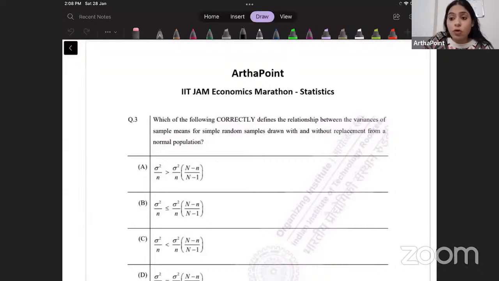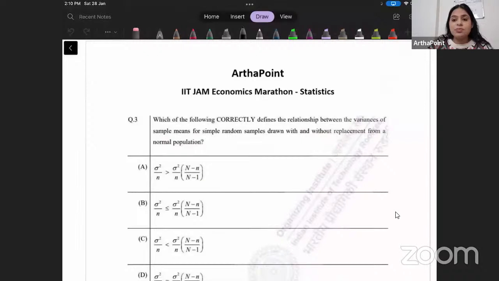So you have to focus on those formulas a lot rather than focusing on very, very difficult questions. Take a hint from your 2021 and 22 paper and see what kind of questions IIT is usually asking, and try to solve those kinds of questions. So let's go to the first one. Which of the following correctly defines the relationship between the variances of sample mean for simple random sample drawn with and without replacement from a normal distribution? This is what the question is asking.